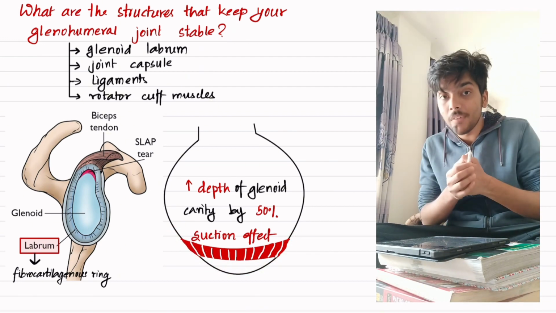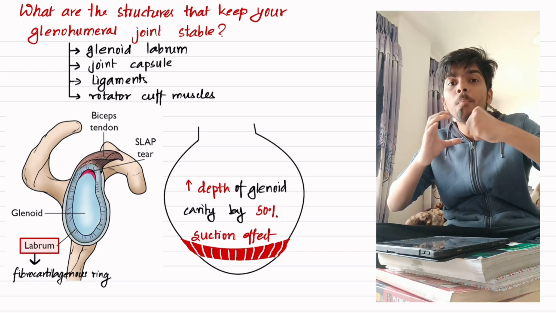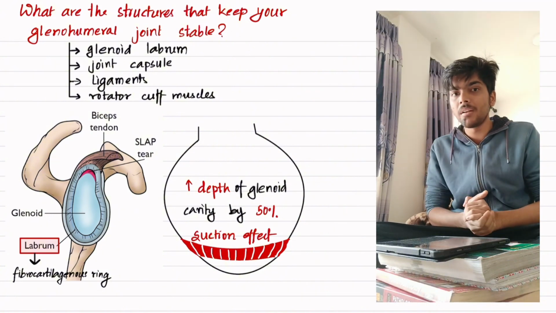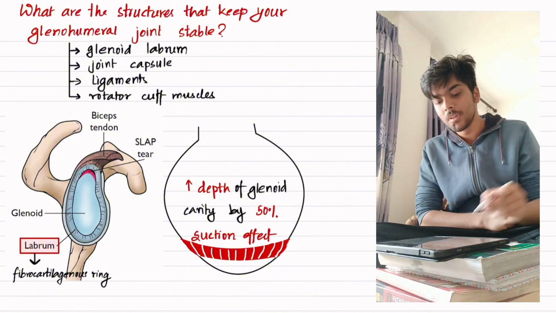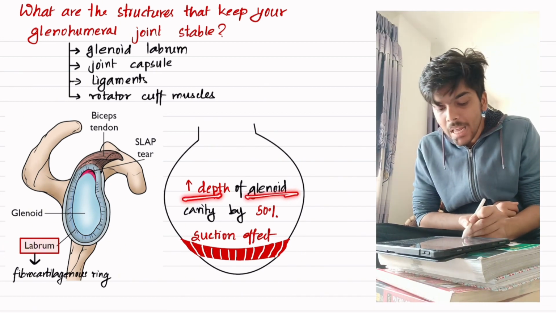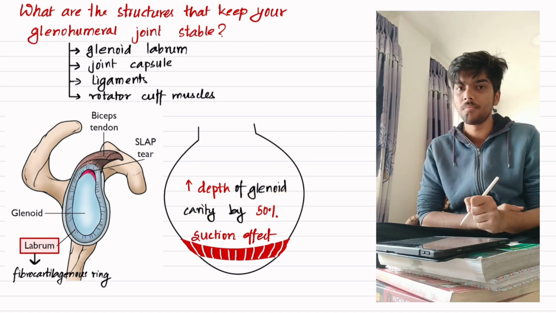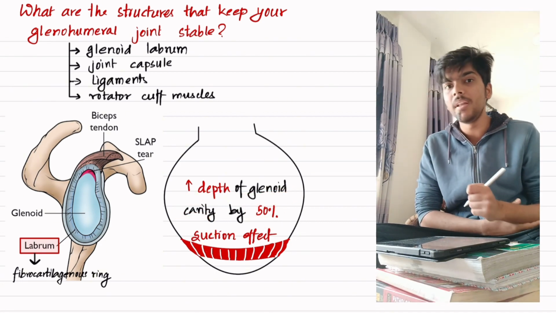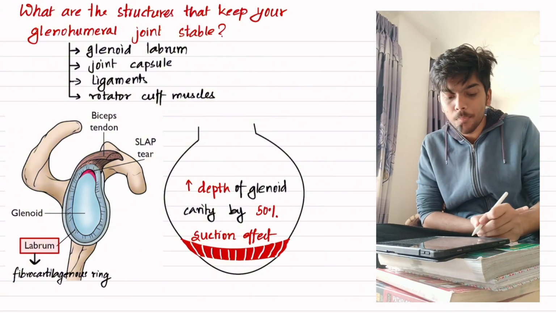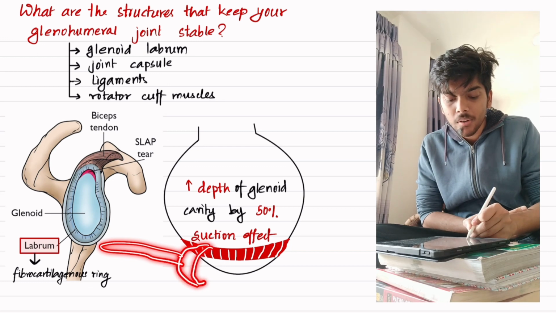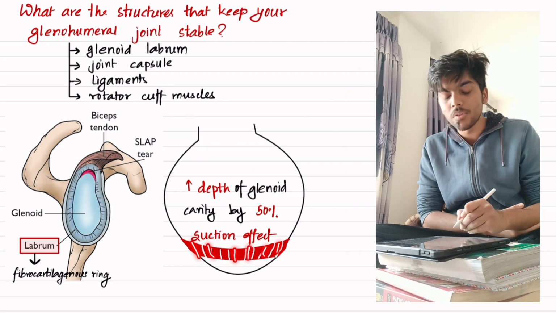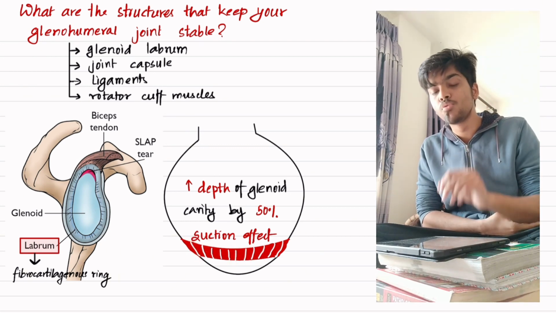Since there is more surface, that means the ball is more properly lodged into the socket due to the higher depth of the socket, and there is higher stability. So what the glenoid labrum does is that it increases the depth of the glenoid cavity by 50%, which in turn increases the stability as well. Plus, it also brings about a suction effect, like a plunger, which is used in a toilet. The plunger is based on suction effect. This glenoid labrum also brings about a suction effect, and this keeps the joint stable.